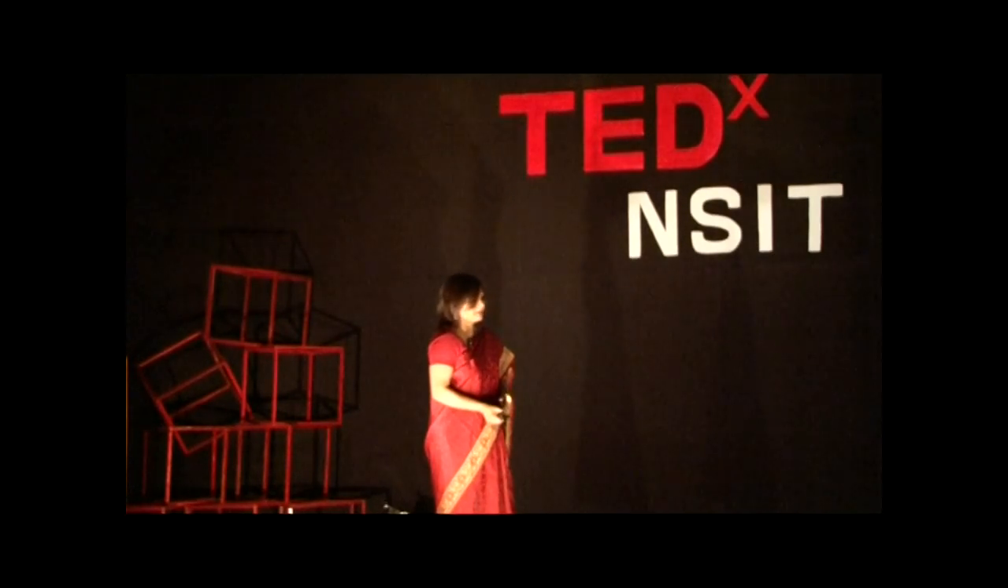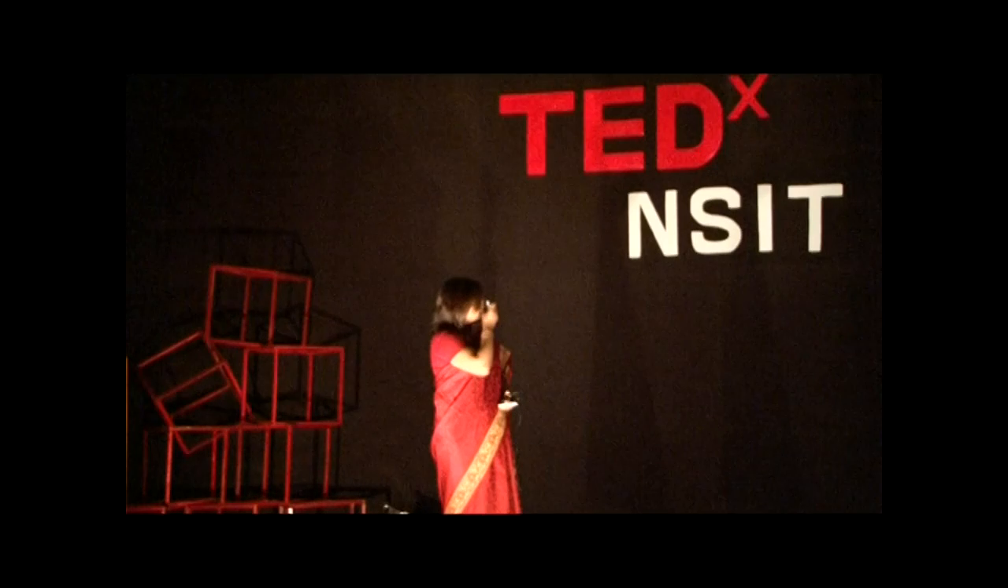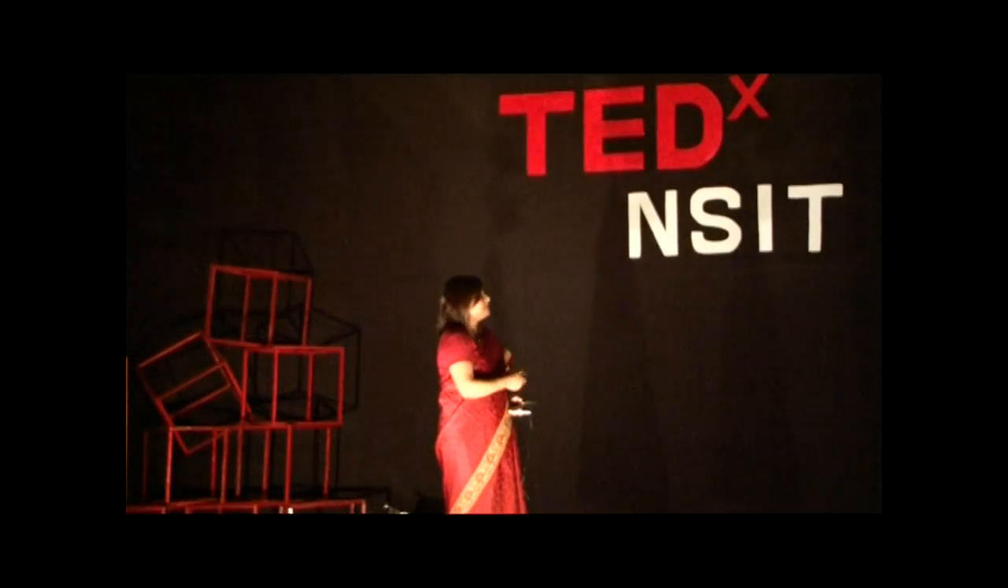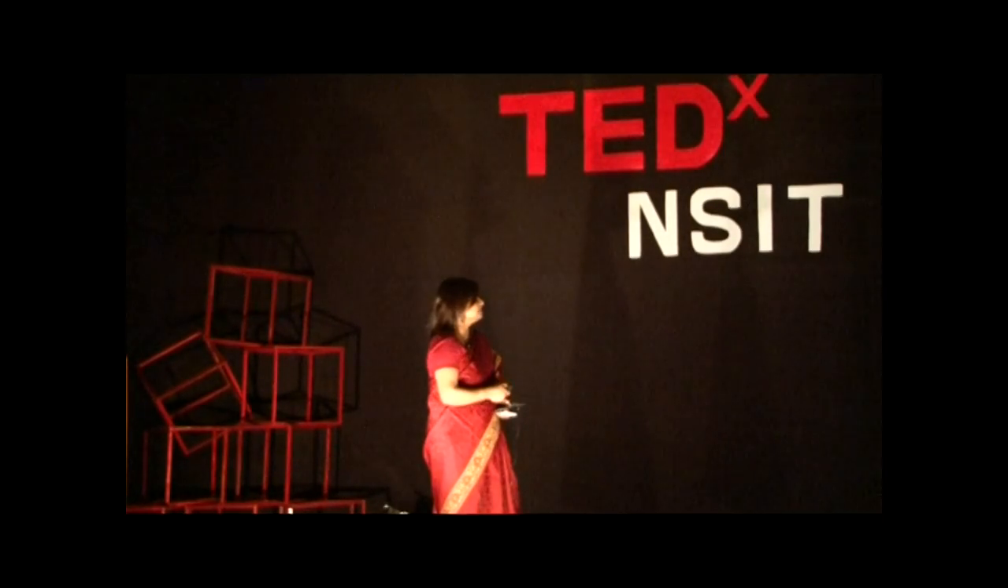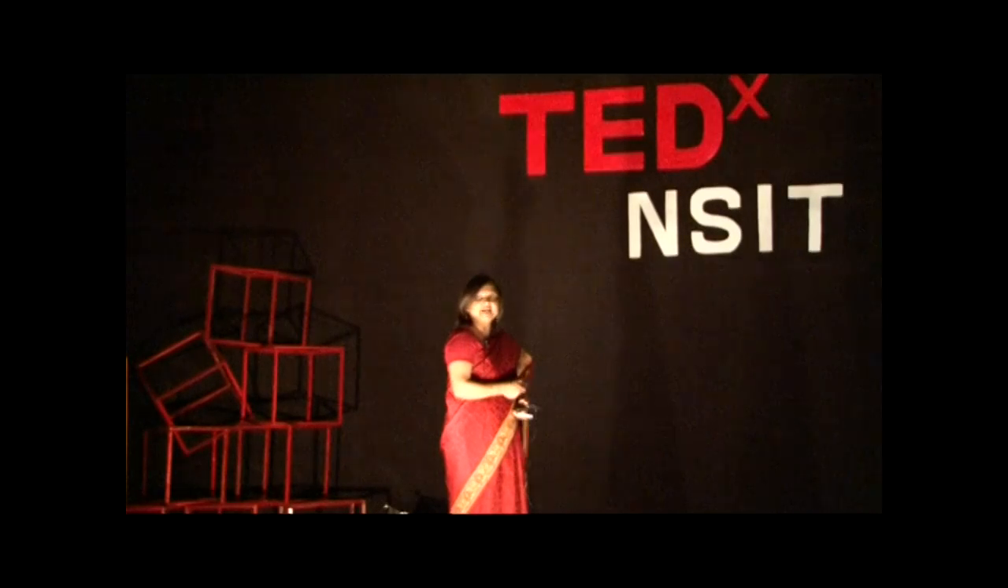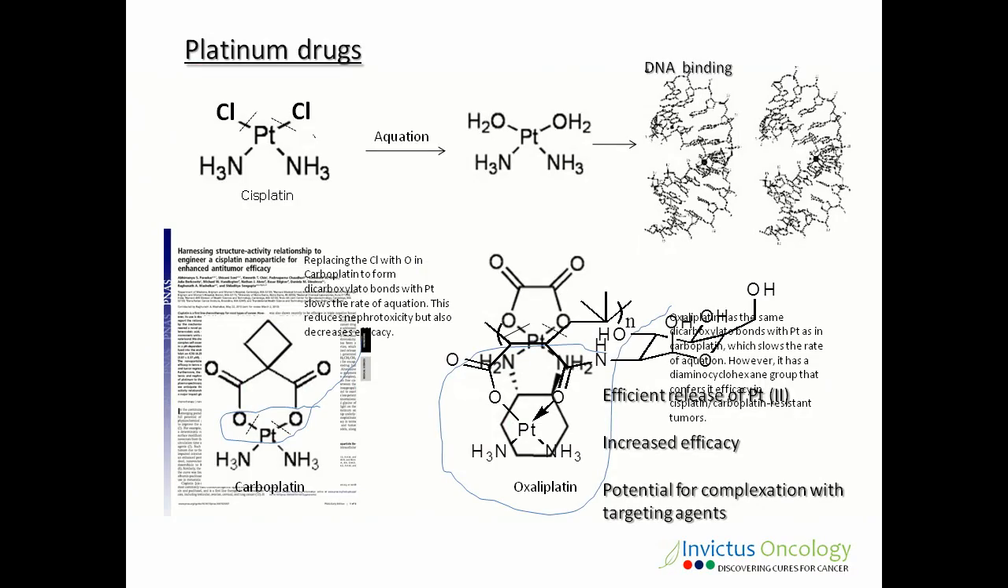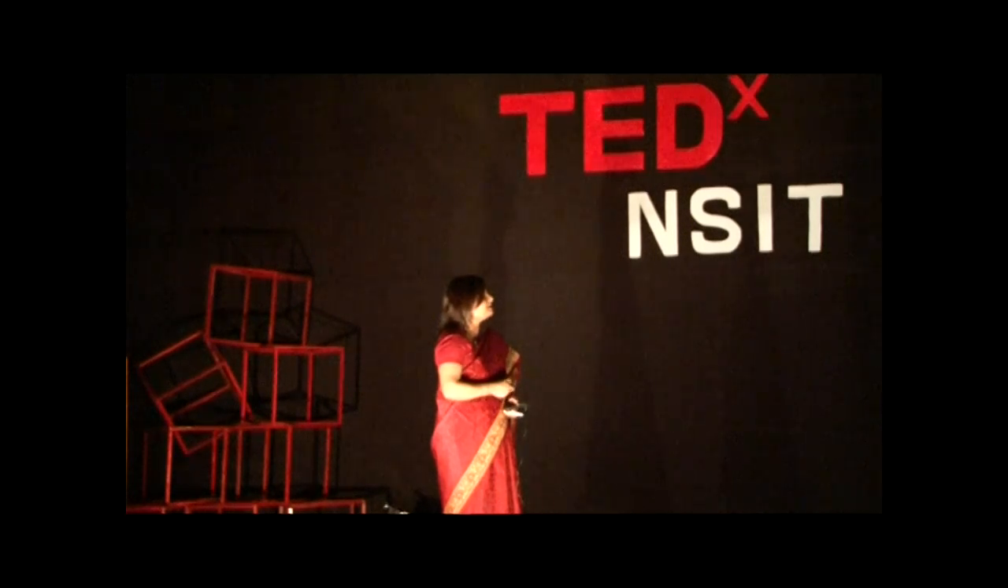So what do we exactly work upon? Cisplatin is the most common platinum chemotherapeutic, which is used as a first-line treatment for many, many cancers. Cisplatin is a very tiny molecule. It has 2 chlorine groups, and once inside the cell, these chlorine groups leave and they are aquated, so water molecules take their place. And now this intercalates into DNA and stops DNA replication, and the cells die.